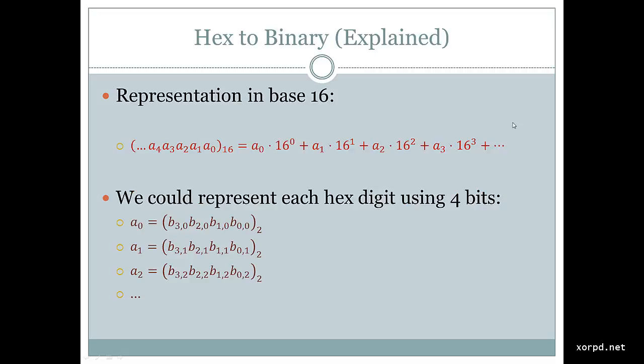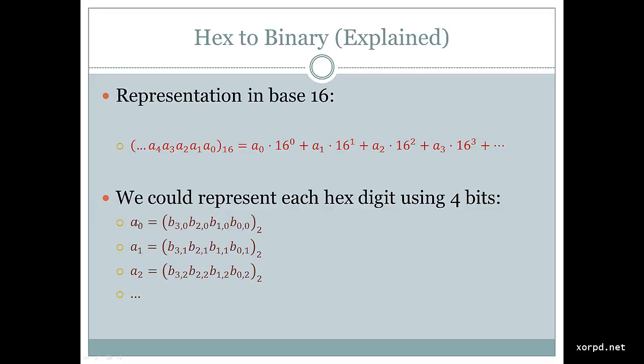We could, if we wanted, represent each hex digit using 4 bits. Why could we do this? Because every hex digit is from 0 to 15. From 0 to F, I remind you. And 4 bits can actually represent all the numbers from 0 to 15. That is because 2 to the 4 is exactly 16. I recommend to look a few seconds at how it looks like.